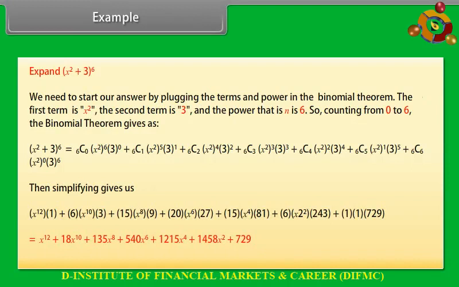x raised to power 12 plus 18 x raised to power 10 plus 135 x raised to power 8 plus 540 x raised to power 6 plus 1215 x raised to power 4 plus 1458 x raised to power 2 plus 729.